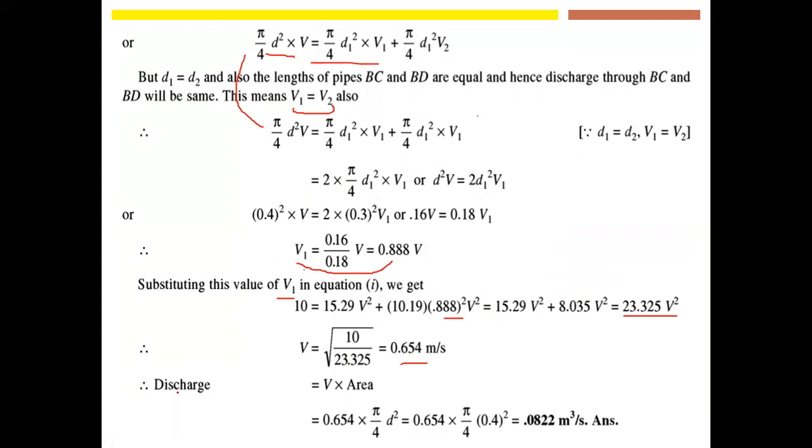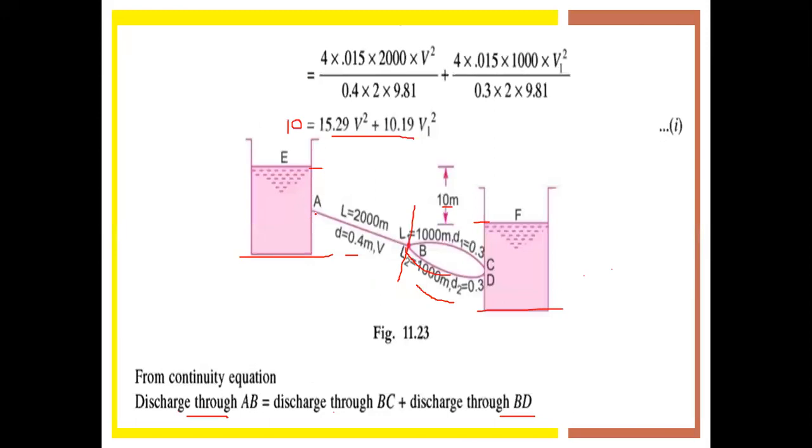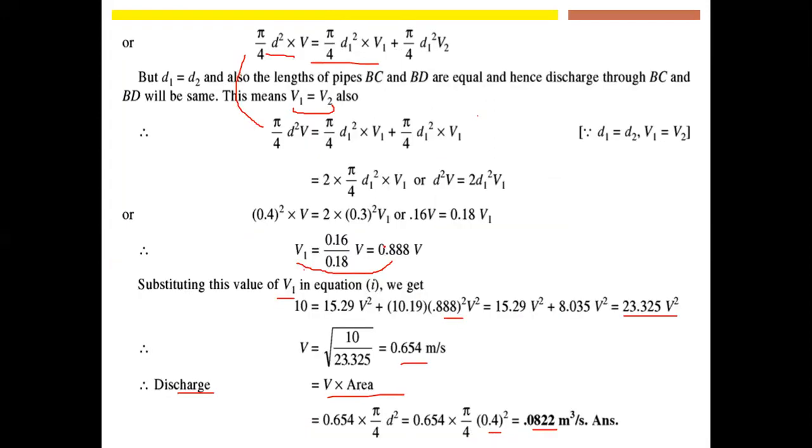Now, what is the discharge Q? Q is equal to V into area. Then what is the V here? This one. Area is equal to so and so 0.4. Finally, 0.822. Discharge for the flow from A to B is this one.